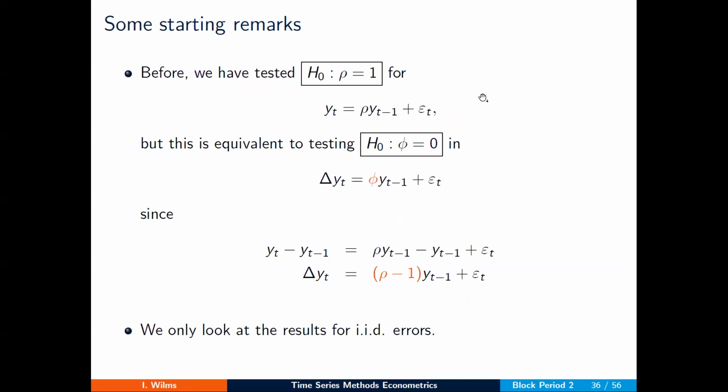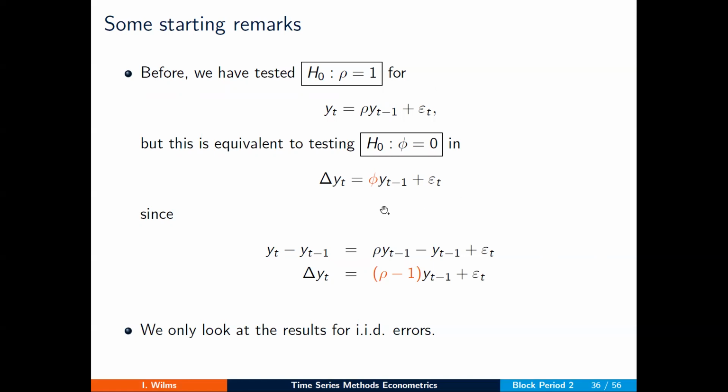Now, some remaining remarks before we set up this test. Well, in the previous weeks, we looked at this model and tested the null hypothesis of a unit root, so rho equal to 1 in this model. But this is actually equivalent to testing the nullity of the parameter phi in this equation over here.